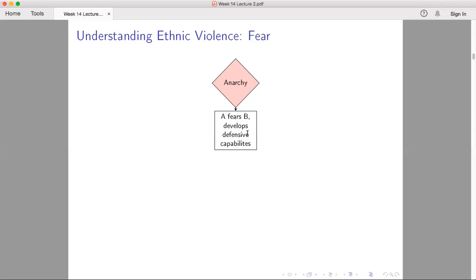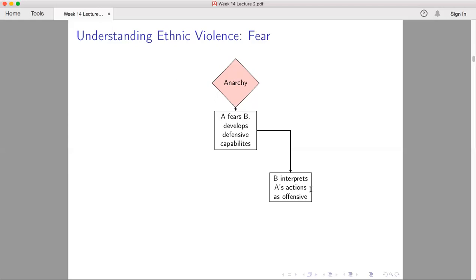And in order to protect itself, it might develop defensive capabilities. So perhaps, in the most trite form, they build a wall or a fence, but they also might begin to arm themselves, buy things like guns in order to defend themselves. The problem is that looking from the outside, you can't tell if a gun is being purchased to defend oneself or to actually launch an attack on another group. So then B is likely to interpret A's militarization as offensive, right?